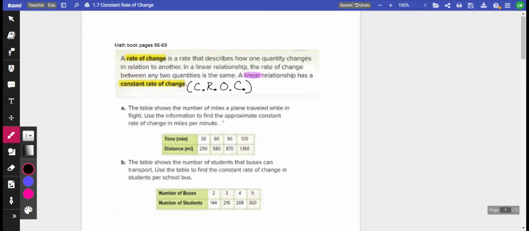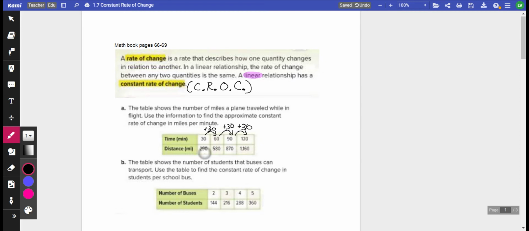Letter A. The table shows the number of miles the plane traveled while in flight. Use the information to find the approximate constant rate of change in miles per minute. So to get from 30 to 60, we're increasing by 30. To get from 60 to 90, I'm increasing by 30. From 90 to 120, I'm increasing by 30.